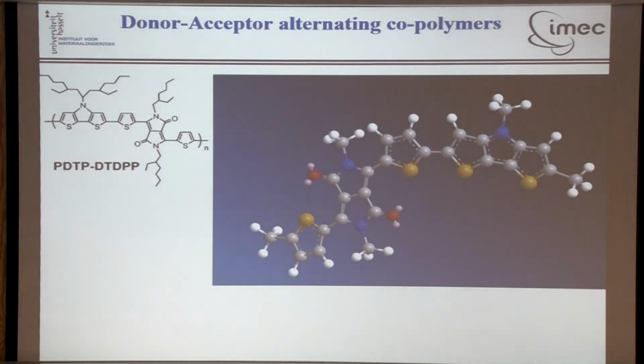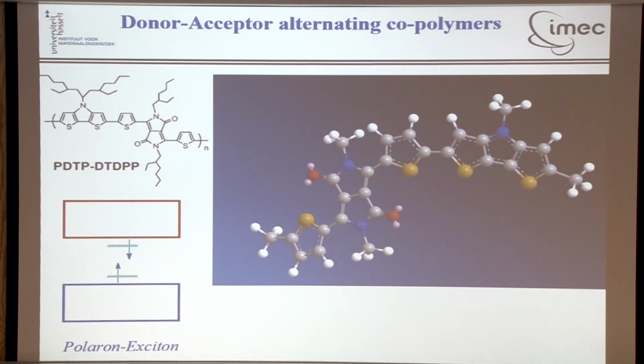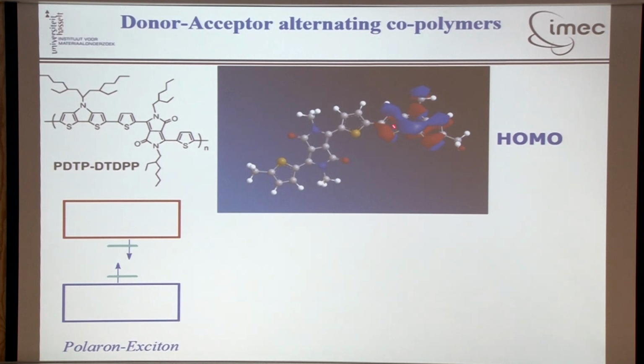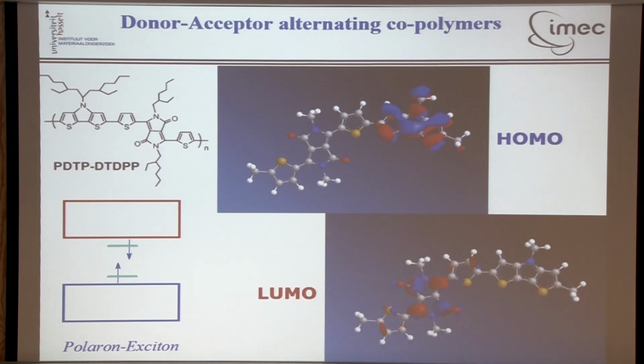But that's another story. Let's look at the orbitals using a simple modeling program. So here you see the acceptor part. This is the donor part. If I look at the HOMO, you see that the orbital is more localized at the rich part. And in the LUMO, it's more at the electron poor part. So you have effectively this effect, and it can be theoretically modeled.